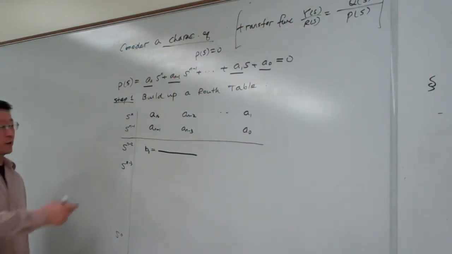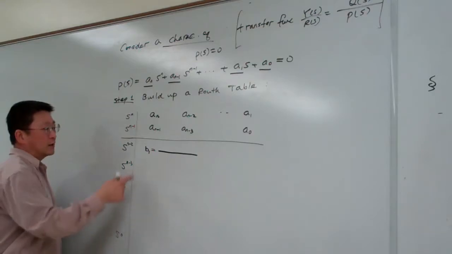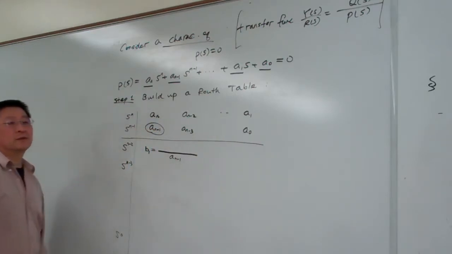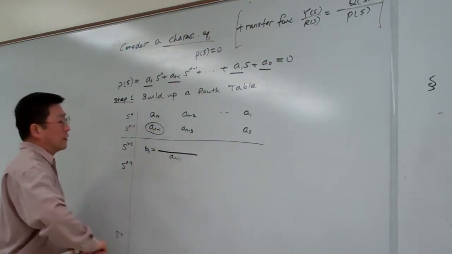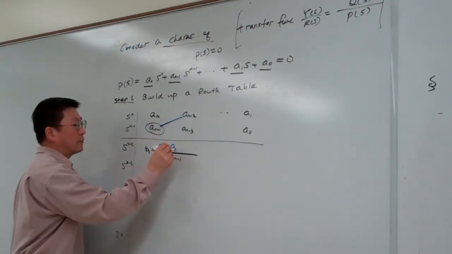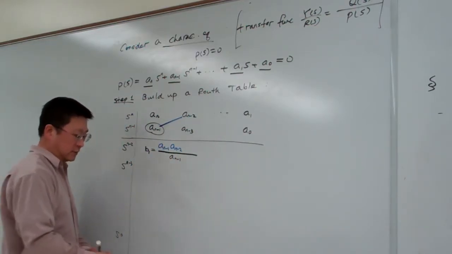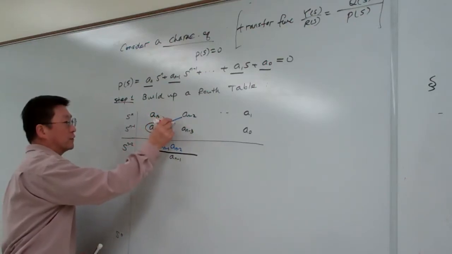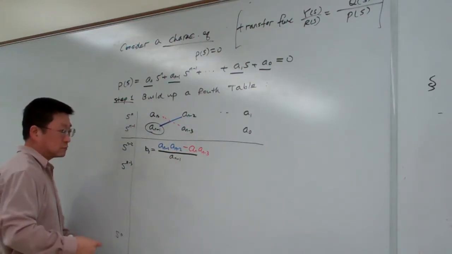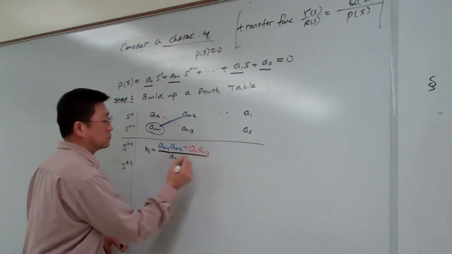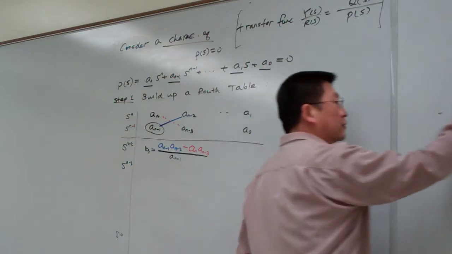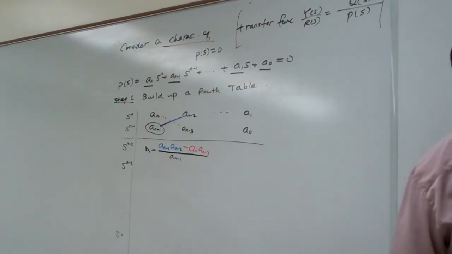B1 is obtained from the given data above, and the denominator is a_(n-1). Okay, this is the denominator. And then the multiplication of the two terms: a_(n-1) times a_(n-2) minus the two terms of these. Okay, and probably we should be able to exercise it with one example.